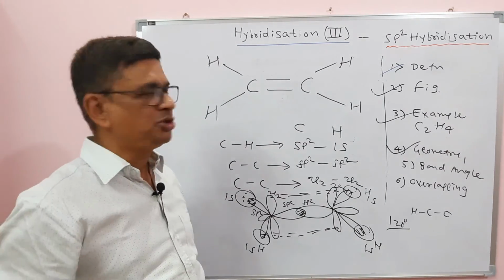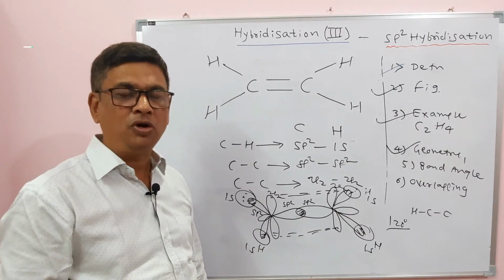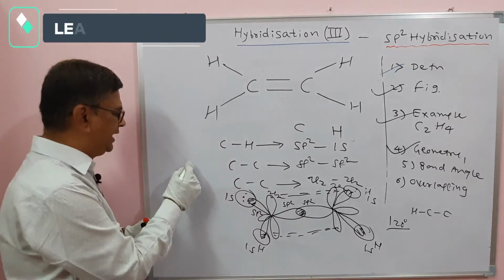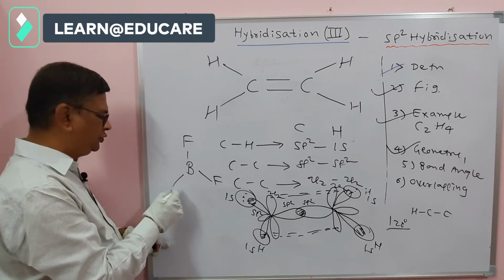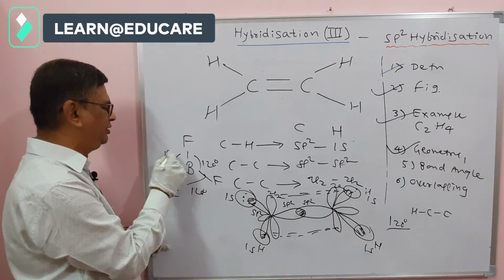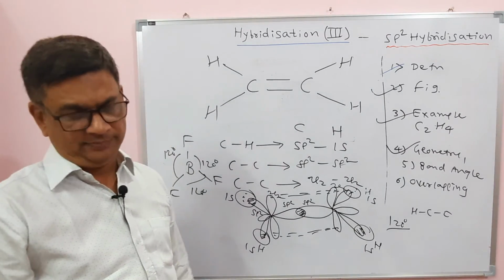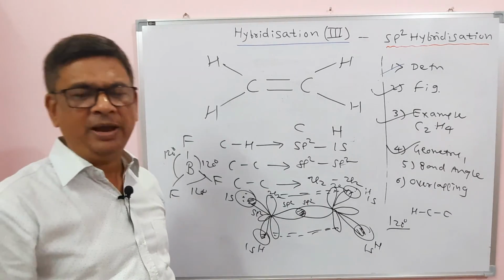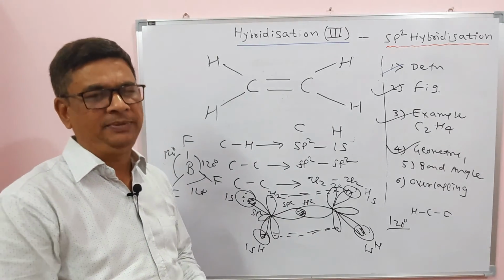There are other examples of sp2 hybridization other than organic compounds, like BF3, boron trifluoride. Boron trifluoride has this structure, BF3, in which boron undergoes sp2 hybridization and there is an angle of 120 degrees. The geometry is trigonal, or planar triangular. So that is sp2 hybridization in brief. In the next session we will see sp hybridization.